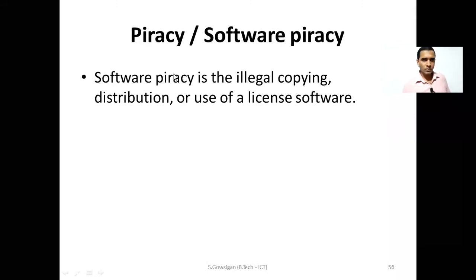Piracy, software piracy. So it's very simple. Software piracy means copying or distributing licensed software without purchasing, right? I repeat it, copying or stealing or distributing a licensed software, which means a commercial software, without purchasing that. This is called piracy or software piracy. This is a criminal offense. You can be punished by the court. Assume your friend has purchased a licensed Microsoft Office, right?